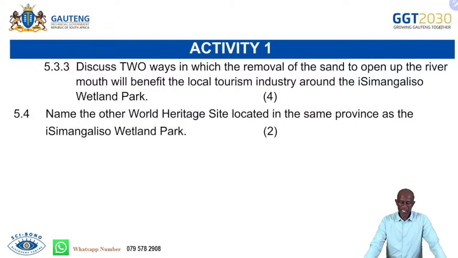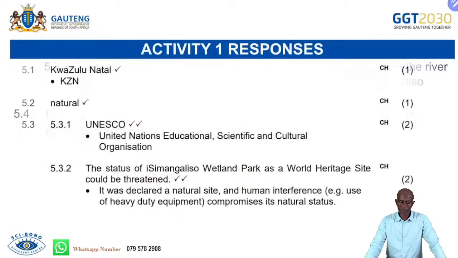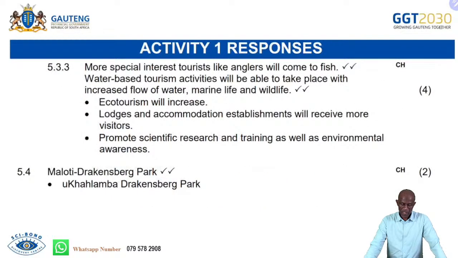Discuss two ways in which the removal of sand, we have dealt with this one, and here are the answers. I think we have discussed them as we read out the questions. And here are further alternatives for 5.3, why UNESCO has interest. It is known for a fact that ecotourism will increase, lodges and accommodation establishments will receive more visitors, and it will promote scientific research and training as well as environmental awareness.